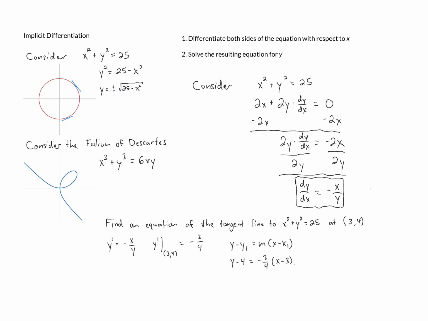And if we want to get that into slope-intercept form, we can distribute that negative 3/4. y minus 4 equals negative 3/4 x plus 9/4. And then to get y alone, we need to add 4 on both sides. That gives us y equals negative 3/4 x plus, we've got 9/4 plus 4 more. That's 16/4, and that gives us 25/4, it looks like. So we've got y equals negative 3/4 x plus 25/4.